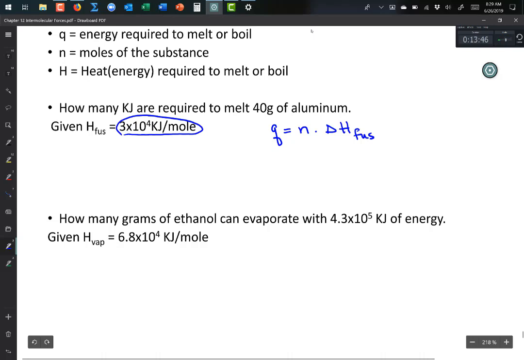So I have to take 40 grams of aluminum and convert it into moles. He uses aluminum a lot. It's 26.98 grams for every one mole.